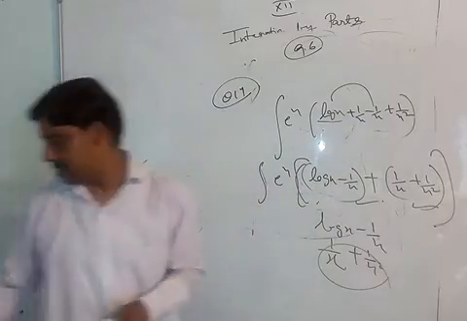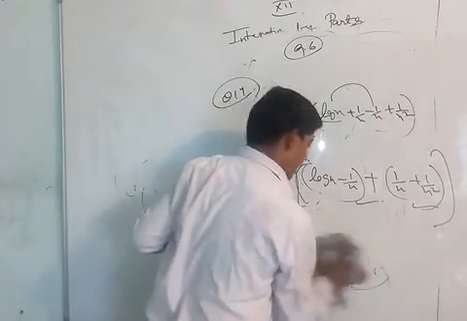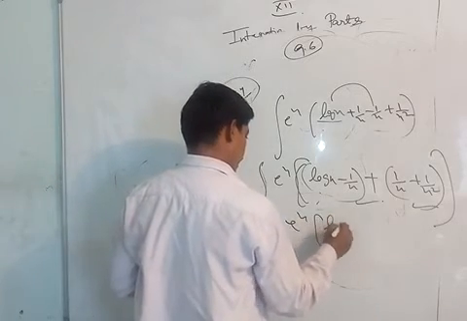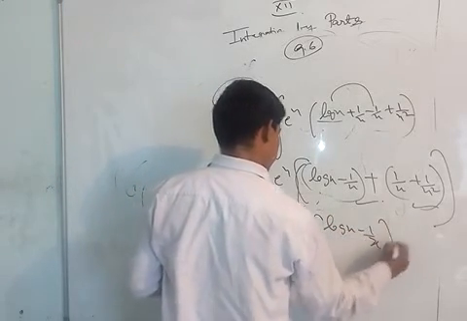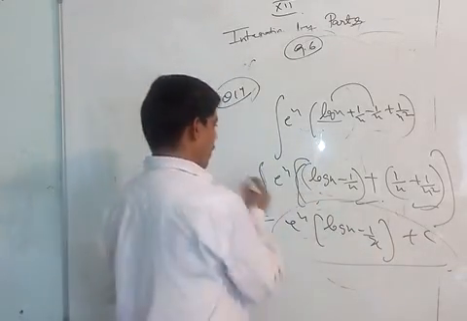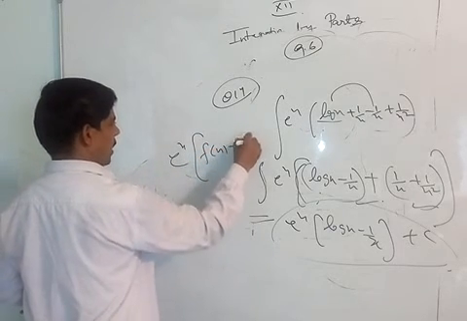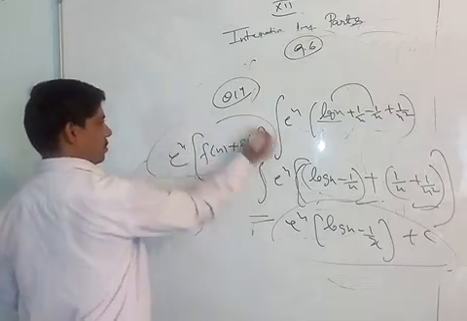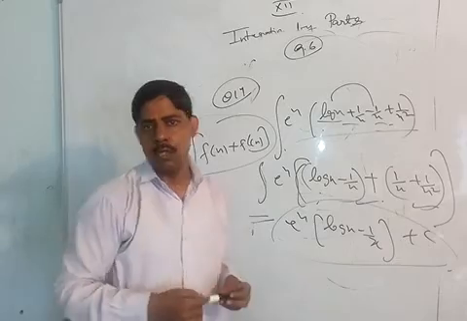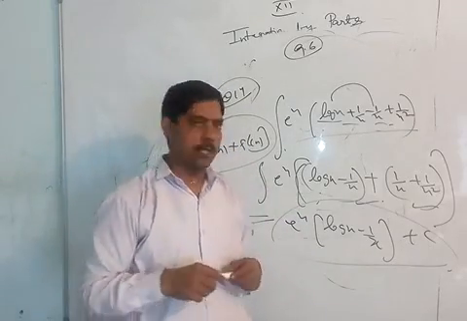So the answer for this question is directly e to the power x [log x minus 1 by x] plus c. Of course, to show the derivative you can do it by parts also, but we are using this property e to the power x [f(x) plus f dash x]. That's it. So just by adding 1 by x and minus 1 by x, we have been able to solve this question. So you have to try all the questions of 9.6 today, right? So try them and see you in the next class.